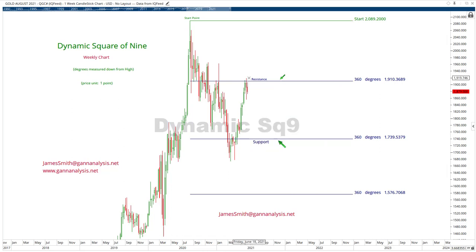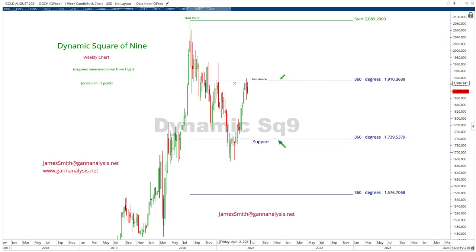So what I'm saying here with the square of 9, it offers resistance and support. It has nothing to do with my opinion. You don't need to care about my opinion. Once you know how this works, you have a really, really effective tool. You know where you're likely to find resistance.